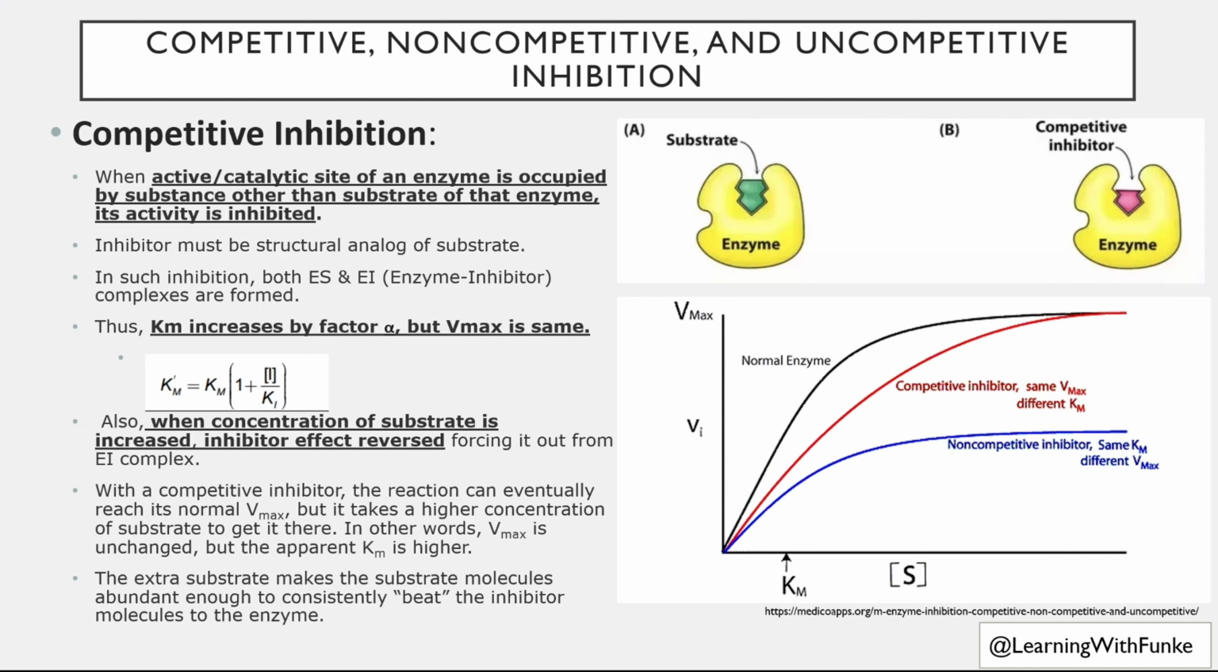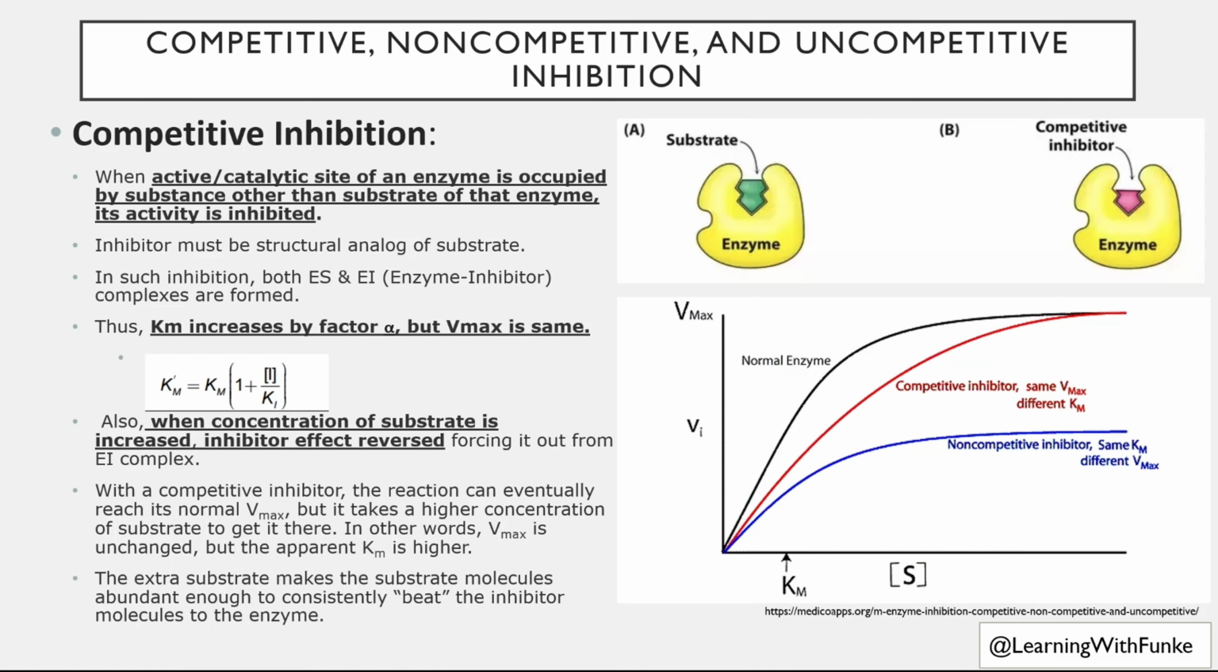And so, in other words, competitive inhibition refers to the type of inhibition where the active site of the enzyme is occupied by a substance aside from the substrate of that enzyme. This is usually the inhibitor, and this inhibitor is usually structurally analogous, so it's structurally similar to the substrate, such that it can bind in the place of the substrate. And so in such inhibition scenarios, you would have both the enzyme substrate and the enzyme inhibitor complexes being formed.